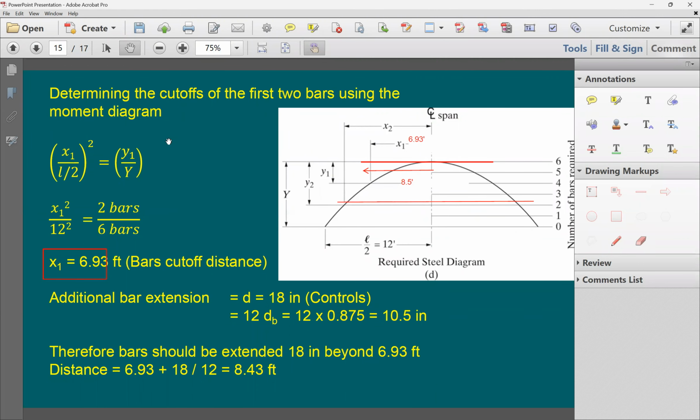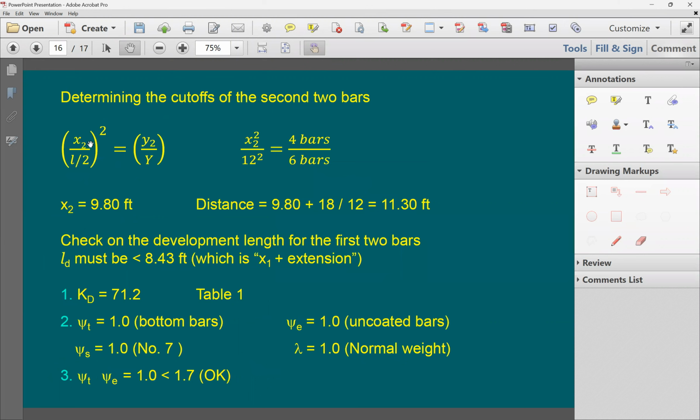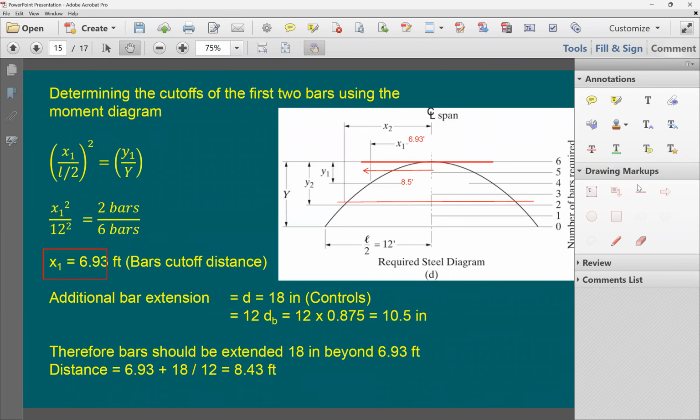Now for x2, I'm going to be using the same equation. I'm going to say x2 divided by 12 feet, squared, is going to be equal to y2, which means 4 rebars. But if you like, you can call this 200 divided by 300. This would be okay. And with that, this distance is 9.8. So the distance from here to there is going to be 9.8.